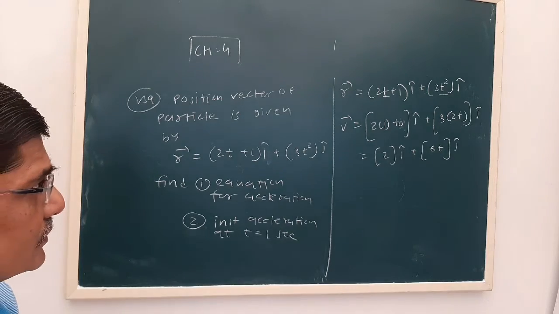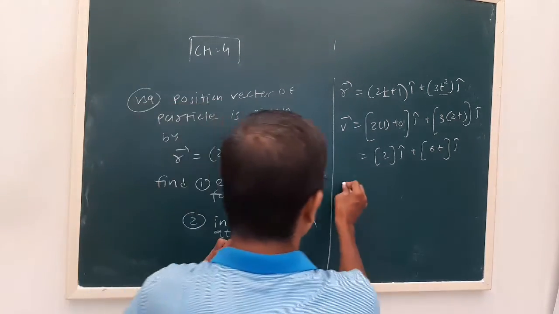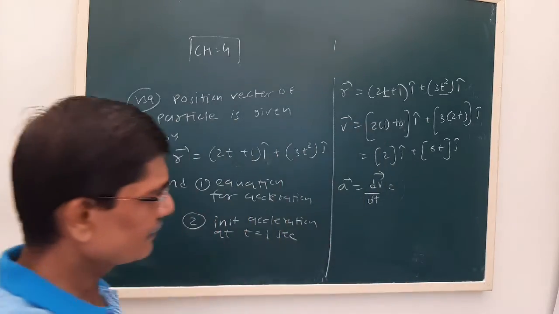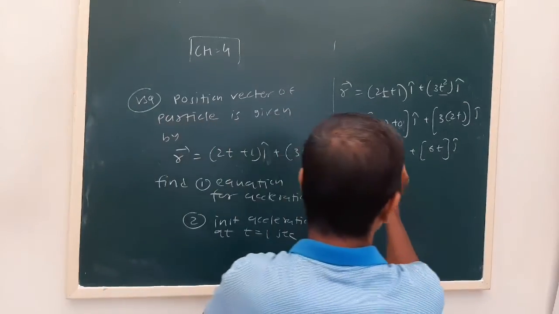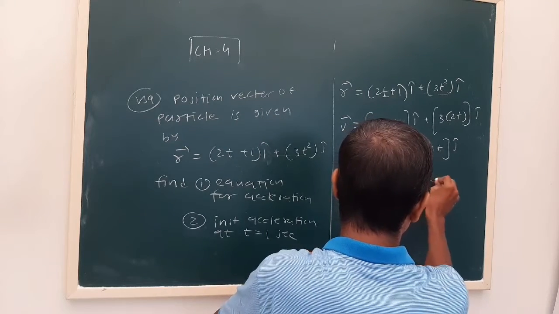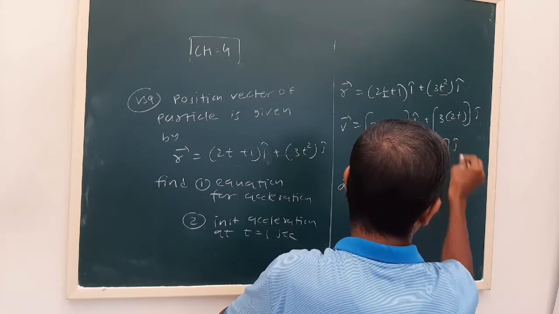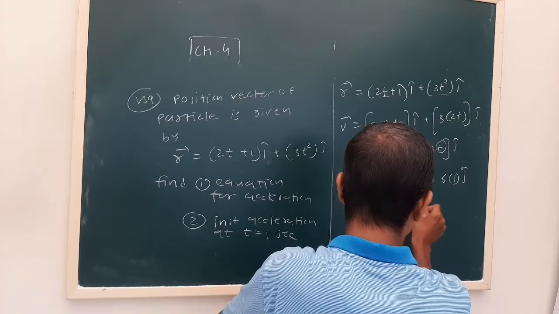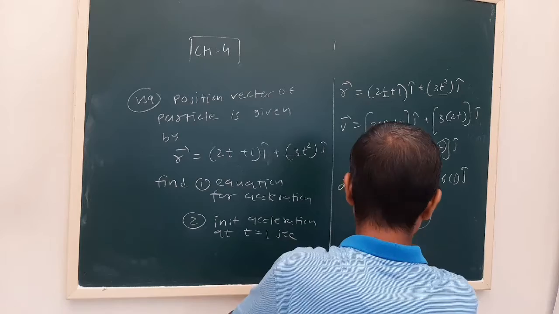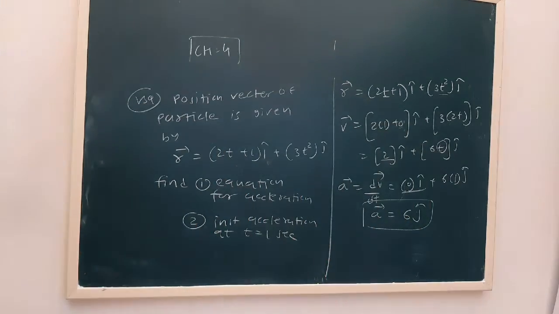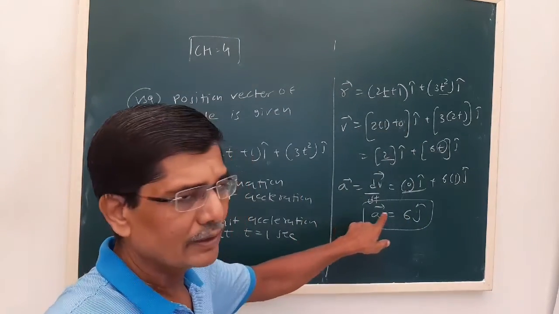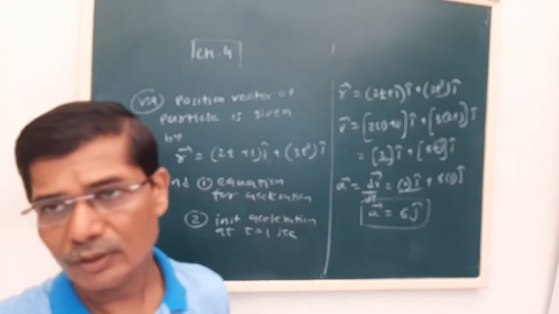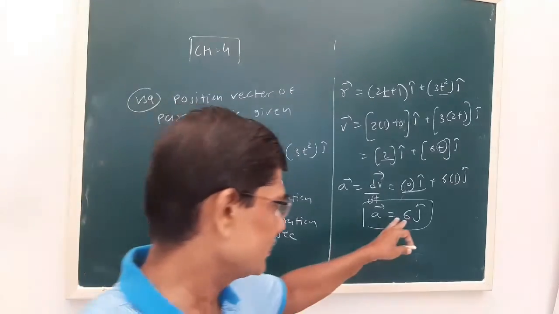equation for the velocity. Now acceleration a is dv by dt. Now we take the derivative of this equation. 2 is a constant term, derivative is 0, i caret. 6t derivative is 6, j caret. So what we see here, the x component is 0. Now a is equal to 6j caret. So that is a, the x component of the acceleration is 0, y component is 6.